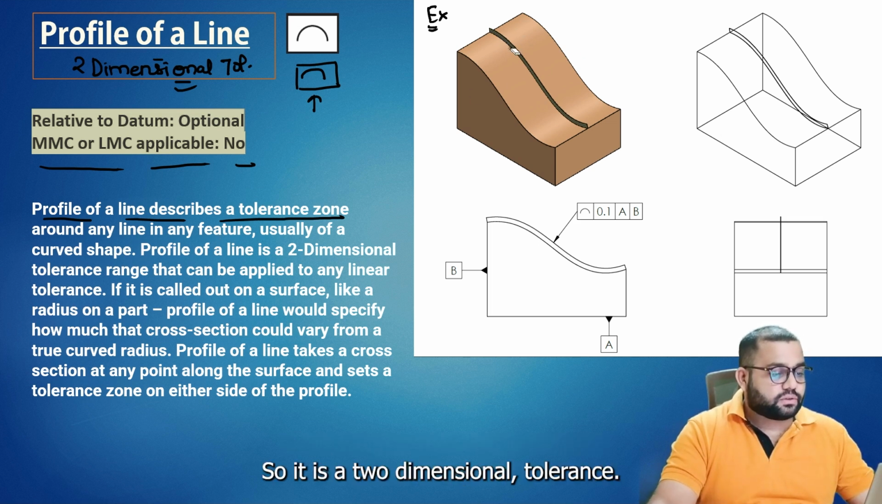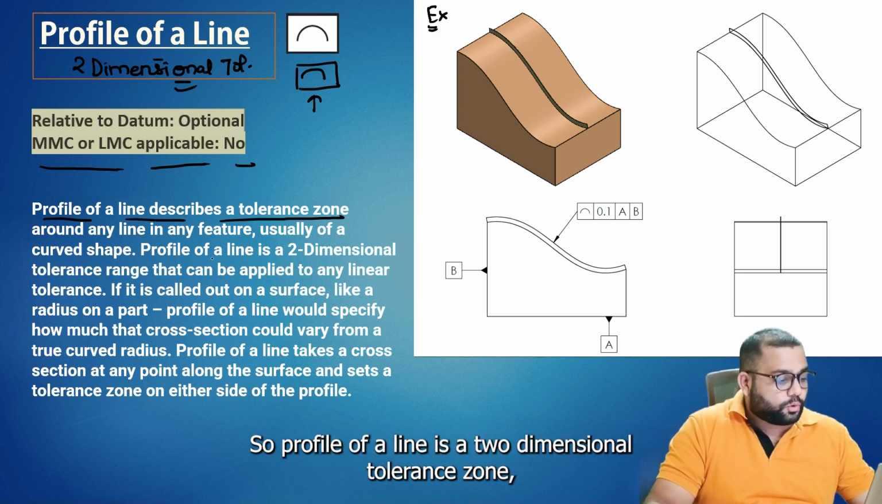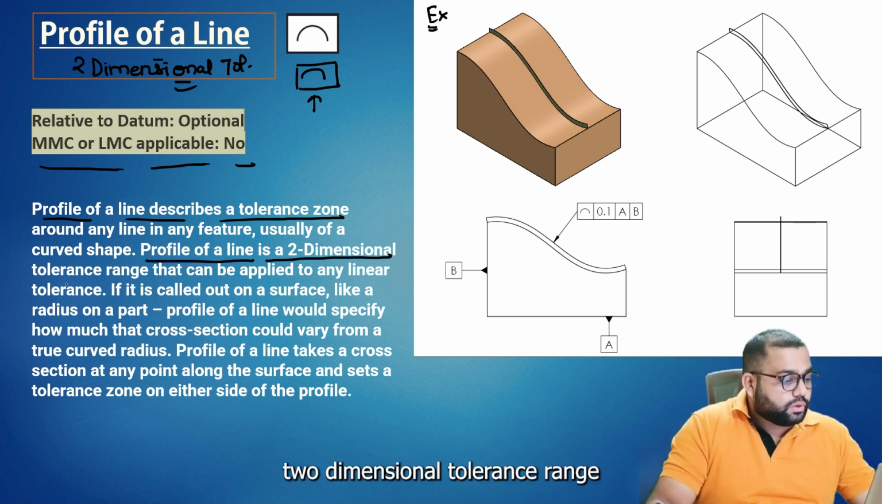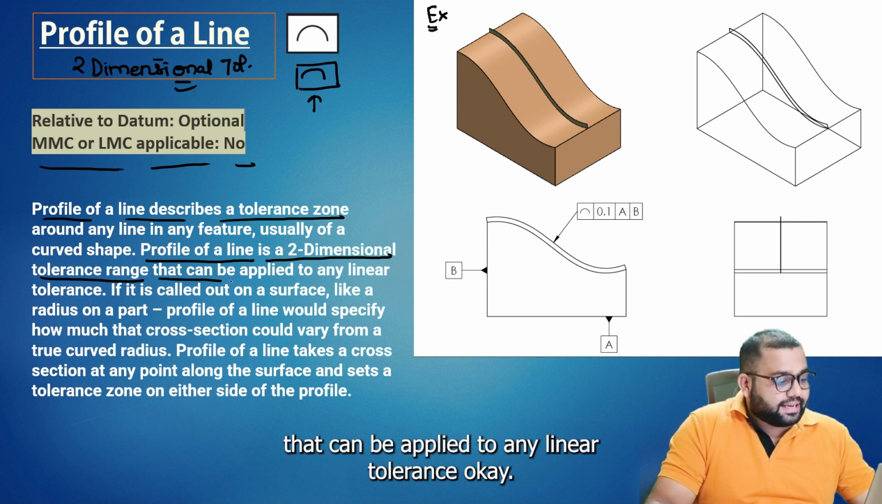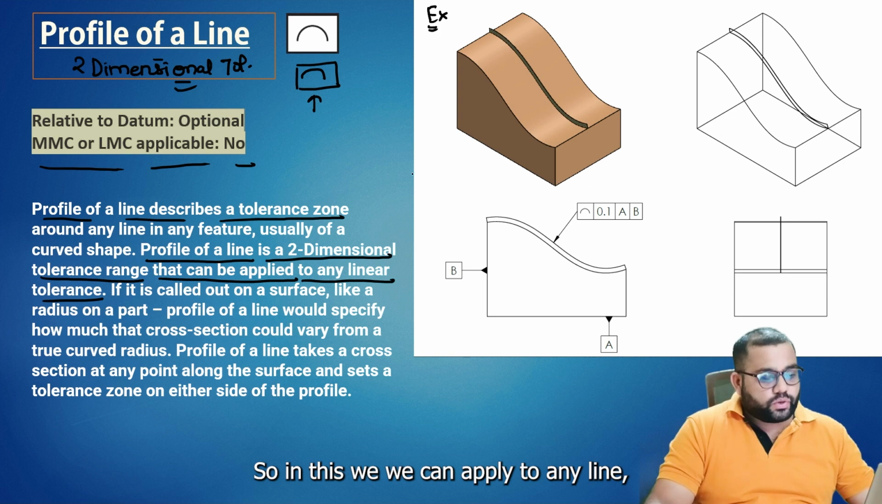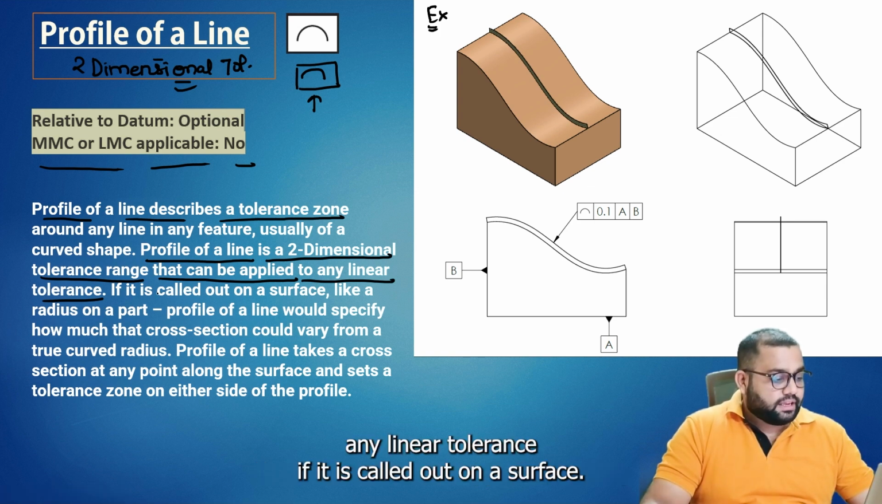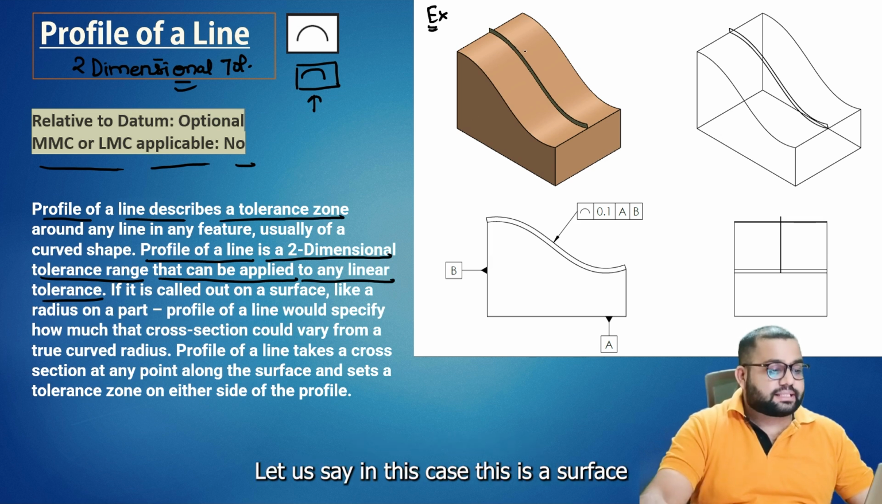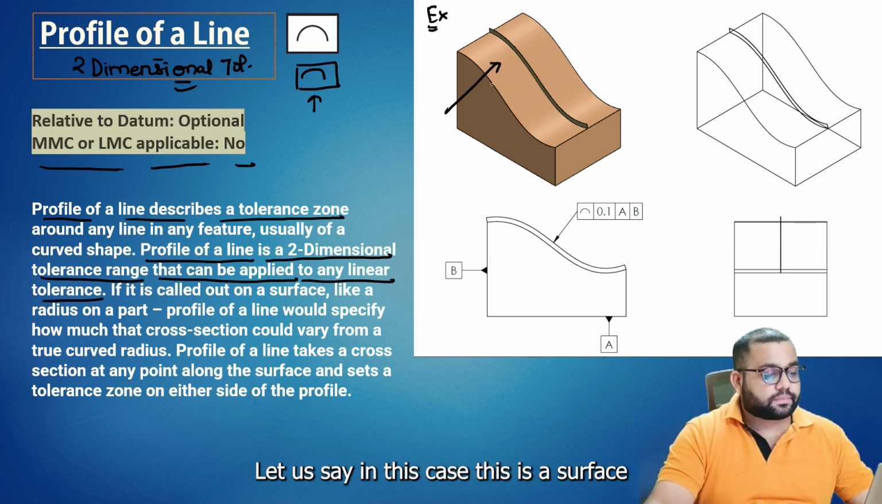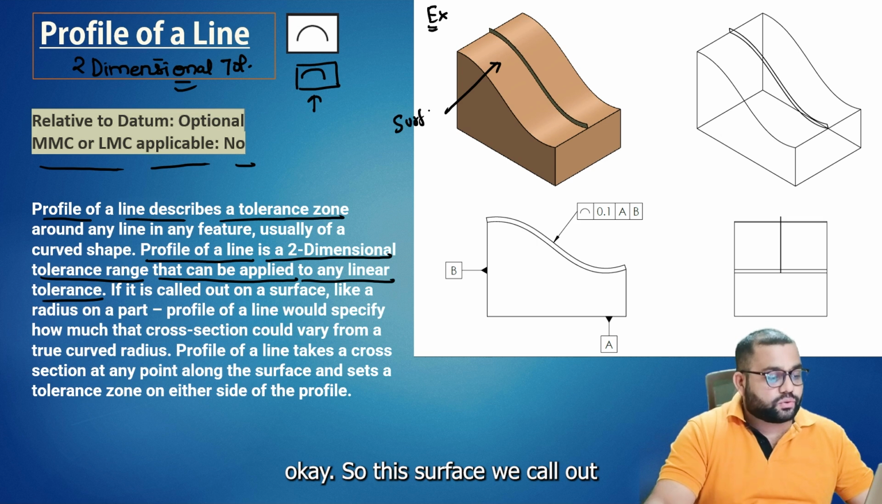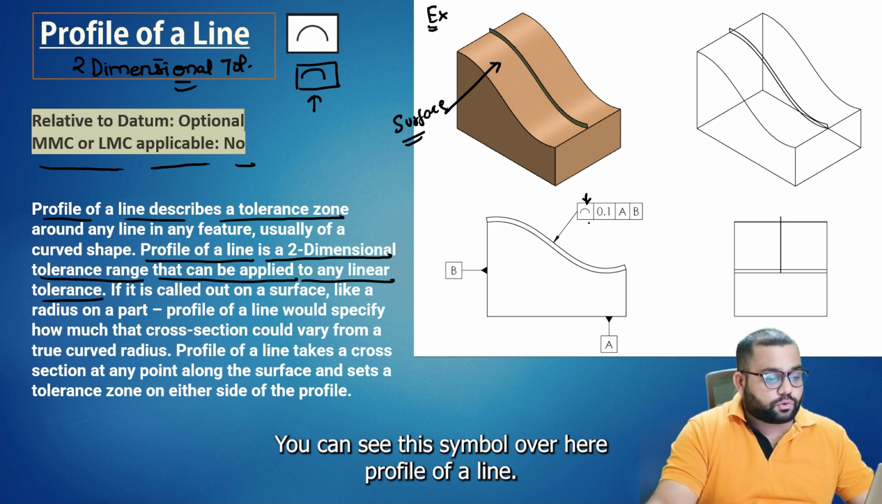So it is a two-dimensional tolerance. Profile of a line is a two-dimensional tolerance zone, a two-dimensional tolerance range that can be applied to any linear tolerance. If it is called out on a surface, let's say in this case this is a surface, we call out profile of a line. You can see this symbol over here, profile of a line.